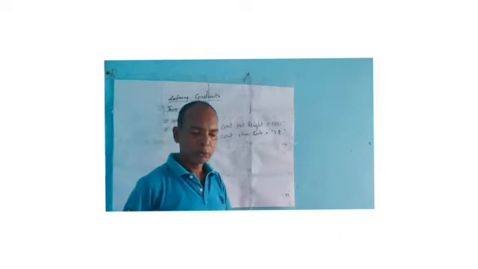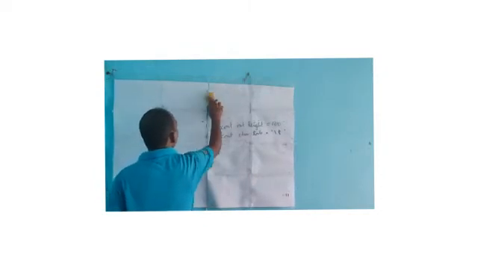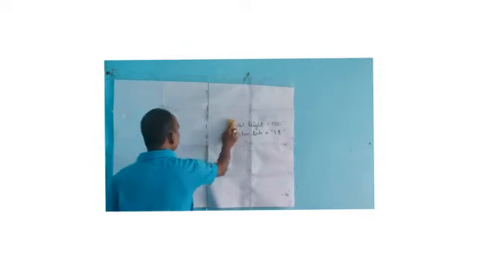Okay. Now we go for the variables. In the last classes I told you about the different types of constants. Now let us go for the variables. What is a variable?